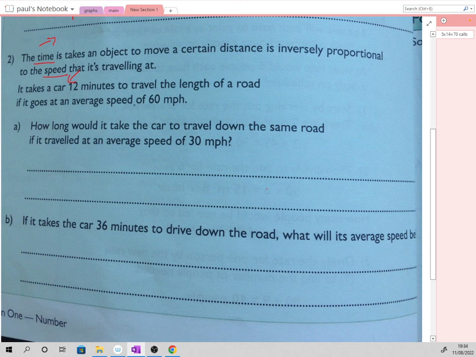Right, so if we've got 60 miles an hour and it takes 12 minutes, and we're doing 30 miles an hour, it's half as fast, isn't it? So 60 divided by 30 is 2. So we're going to go half as fast or twice as slow, so it's going to take us twice as long. So we do 2 times 12, which is 24 minutes.